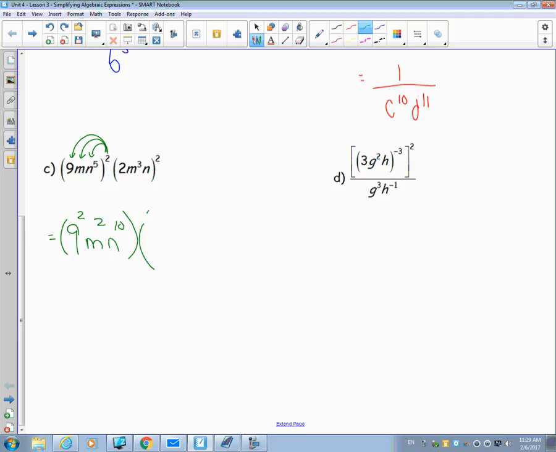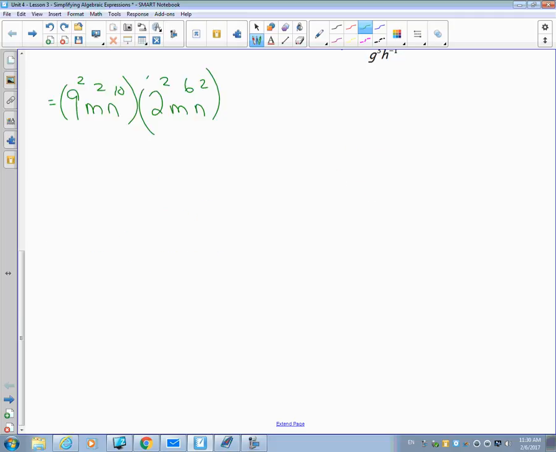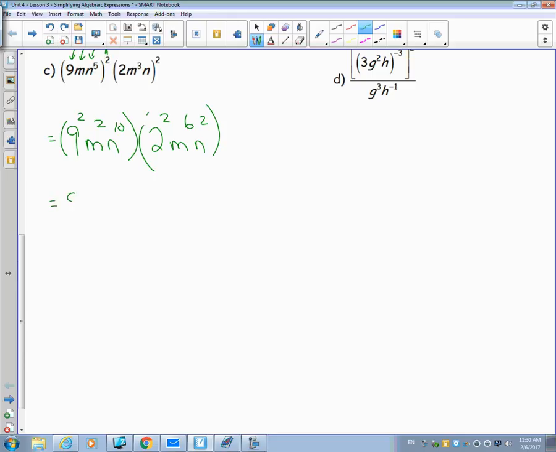Same thing for the next bracket, 2 squared, m to the 6, and n to the 2. Now we don't usually write the number 2 squared or 9 squared, so we'll fix that. We'll get 81 m squared and n to the 10, and 4 m to the 6 and n to the 2. Now I want to simplify. Well, m's and n's can go together, obviously. So m to the 8, n to the 12. We're going to add our exponents. But the numbers are not the same bases, 81 and 4.